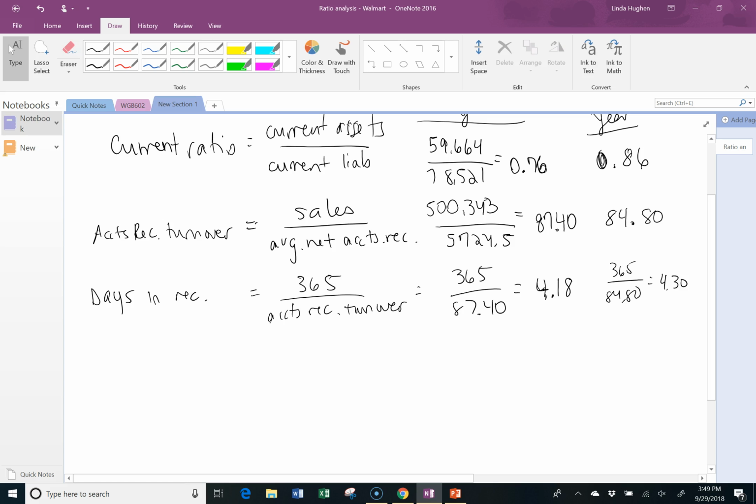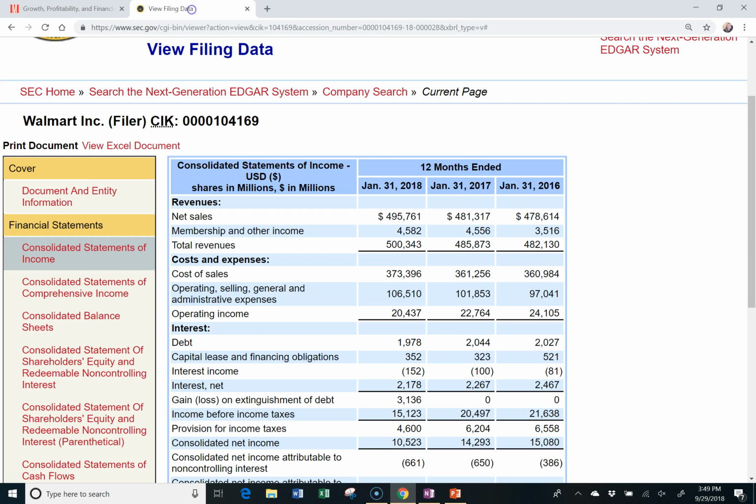Let's look at now inventory turnover. Cost of goods sold divided by average inventory. I want to gather my cost of goods sold from the income statement and average inventory from the balance sheet. Cost of goods sold, I see here in this cost of sales, 373,396.